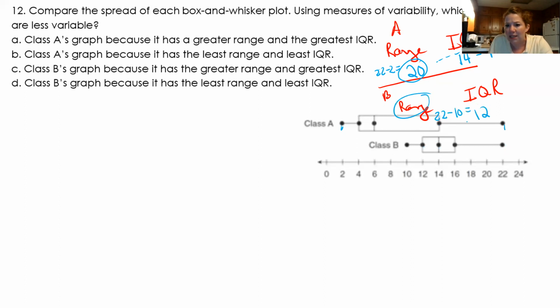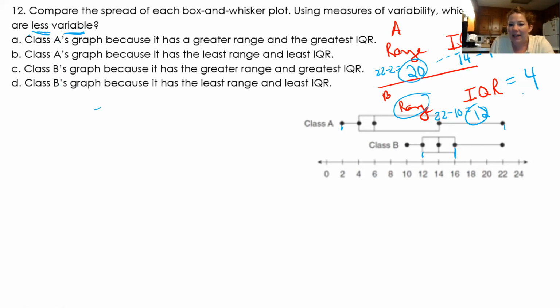So the range for B is 12. And the interquartile range, we already said, is 16 minus 12, which is 4. All right, now let's read the information here. It says class A's graph has more variability. Oh, no, it says which one has less variability. Which one is less varied? In other words, which one's data is closest together?